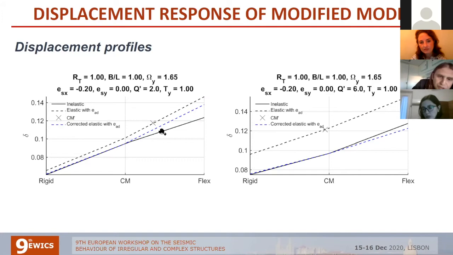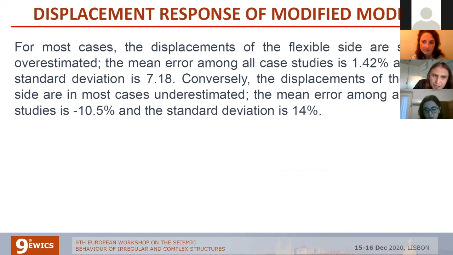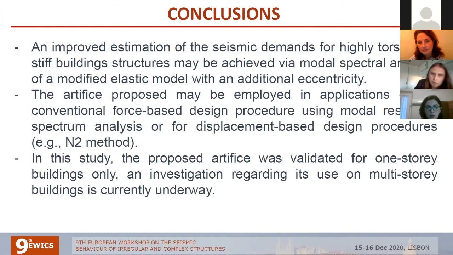And the blue line shows the corrected floor displacement of the simplified elastic model with the additional mass eccentricity. And here I show the same, and as you can see, the errors are not very large. Okay, just 1 minute. For most cases, the displacement of the flexible side is slightly overestimated, but the mean error among all case studies is 1.42%, and the standard deviation is 7.18. So I think that we have a good match of the results with this simplified elastic model.